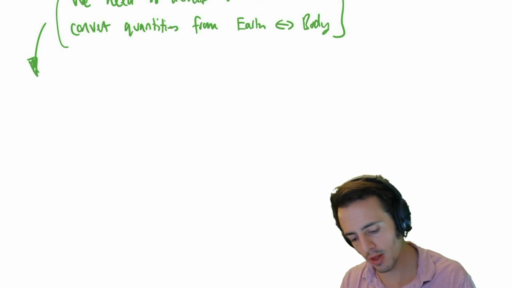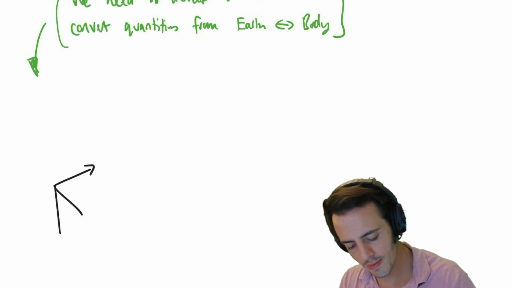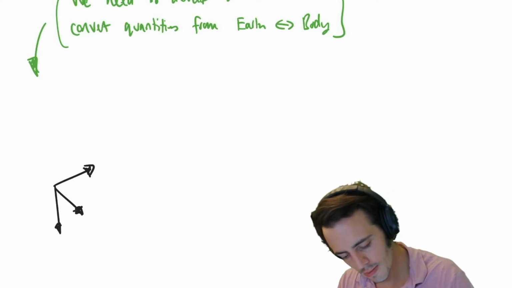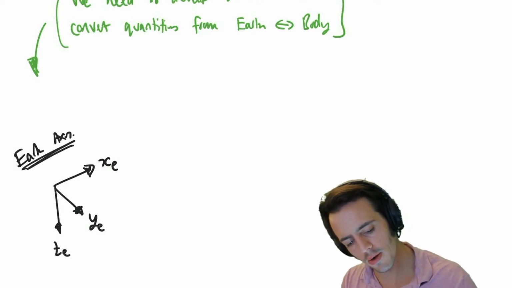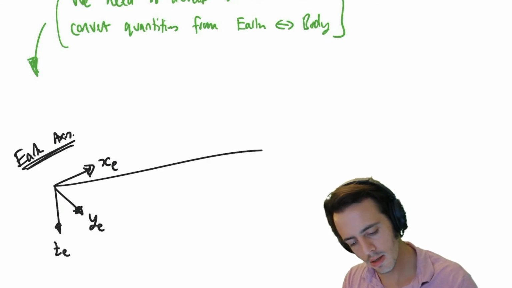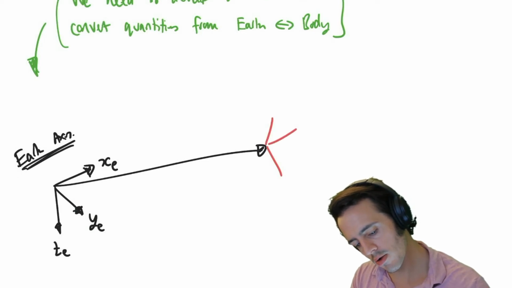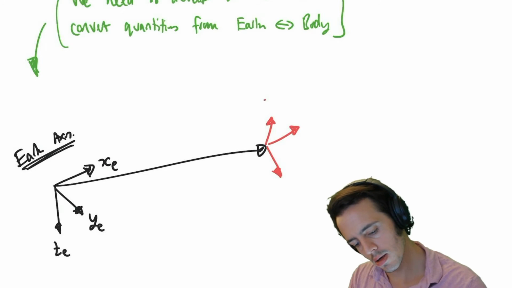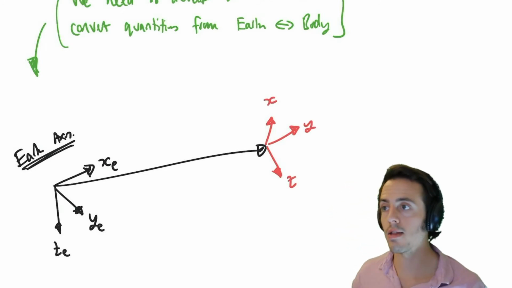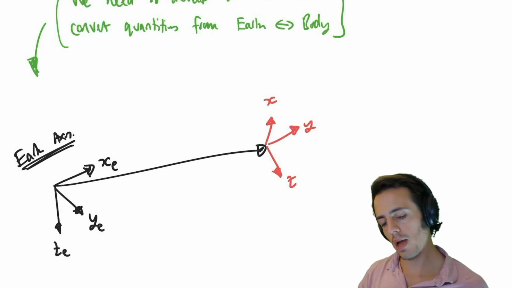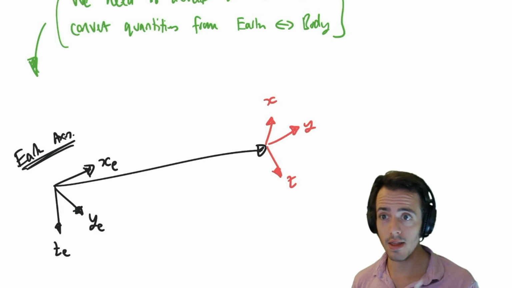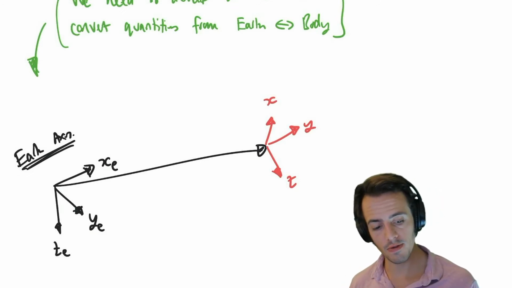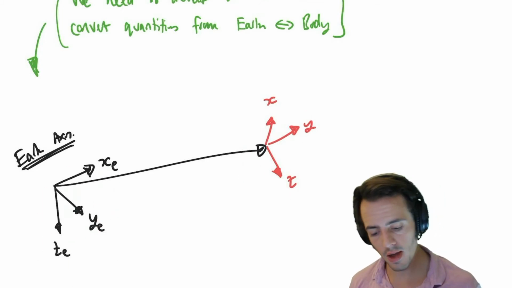Well, first, let's just talk about fundamentally what the problem is. So let's say I've got Earth, X, Y, and Z. And then I've got an aircraft somewhere in the world at some other arbitrary orientation, X, Y, and Z. So we need to be able to work out how the aircraft's orientation, which we already know is defined through the angles of the roll, pitch, and yaw angles, phi, theta, and psi, how that relates quantities that are defined in here to quantities here, and vice versa.